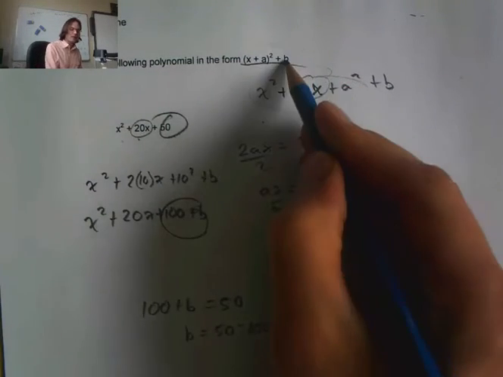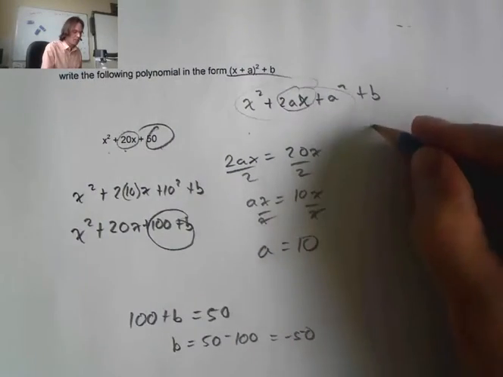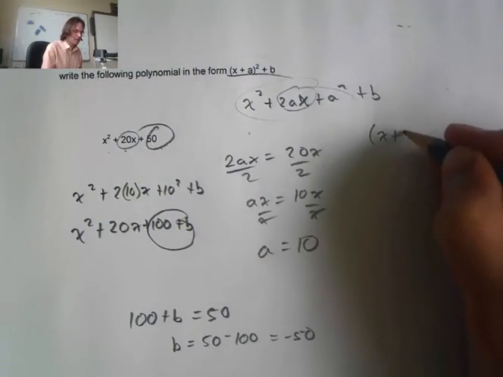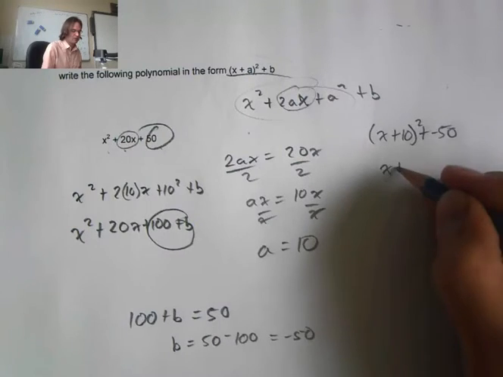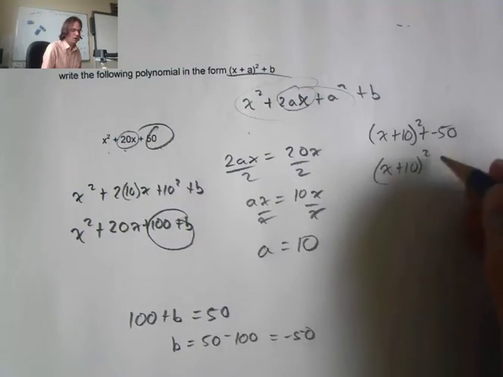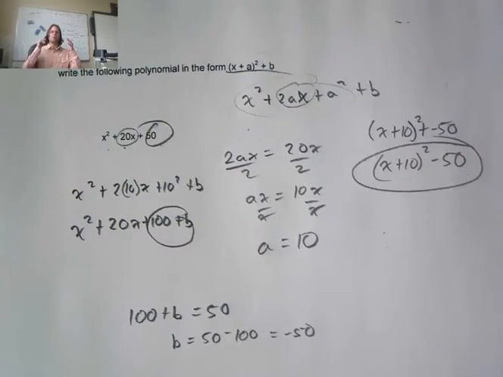So now I know my b, I know my a, and I can put it into that equation. So it's just going to be brackets x plus 10 squared, and then we want to plus negative 50, which is x plus 10 squared minus 50 is my answer. And that's how we do it backwards.